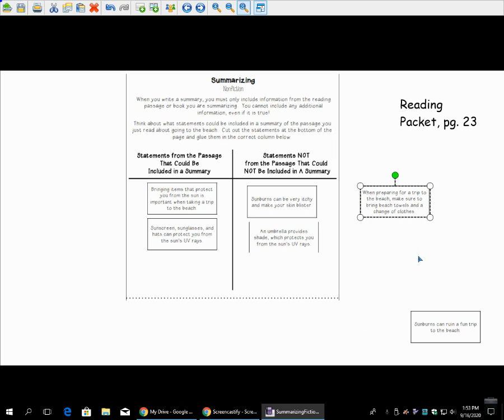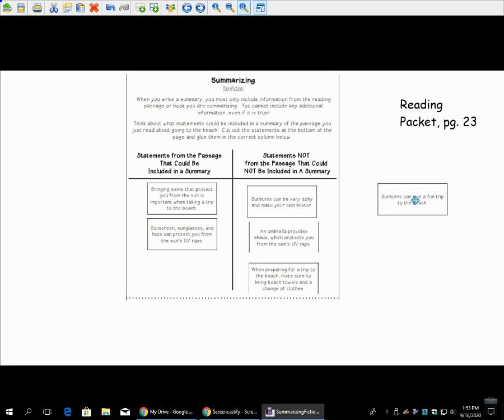Next, when preparing for a trip to the beach, make sure to bring beach towels and a change of clothes. Should I include that? No, we did not read about how we need to bring towels or a change of clothes. I know I always make sure to bring my beach towels, but I didn't read that in our passage. Therefore, it should not be included in the summary.